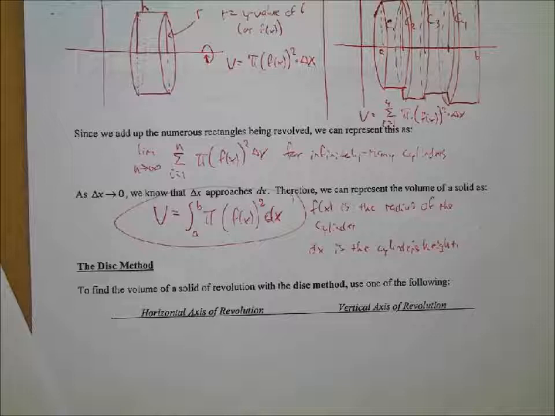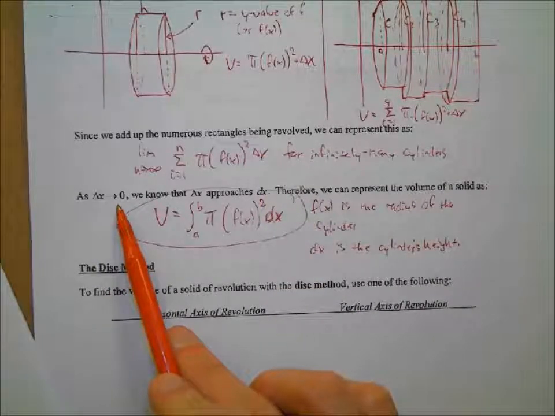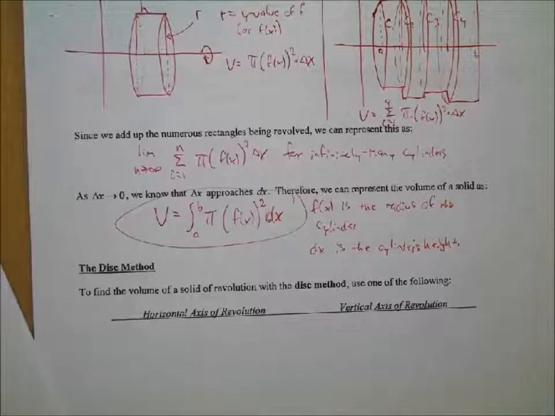Question, Sean. As delta x approaches zero, because again, what's happening there is shrinking down, it becomes just the dx there.